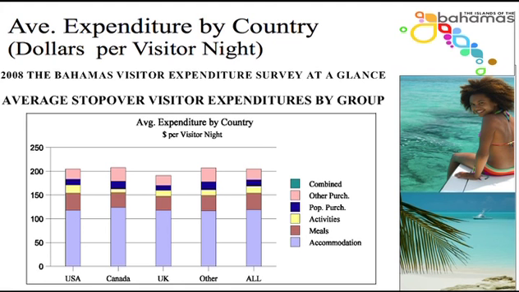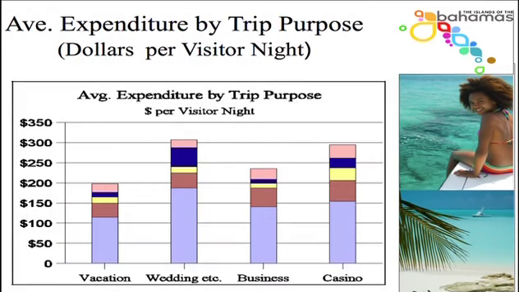Now let's take a look at this by another market segment, if you will. Trip purpose. Now this surely starts to show some real differences between people. The average vacationer spends, on a per visitor night basis, on a per person basis, per day, if you will, $200. But look at this.